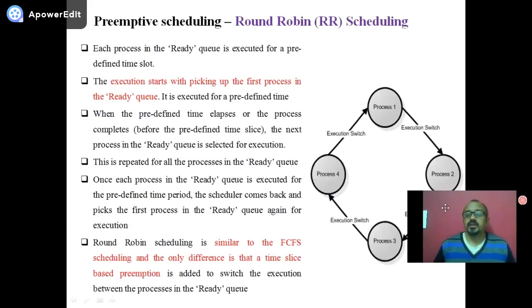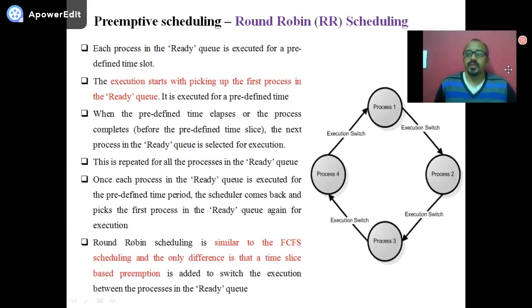So the next scheduling algorithm which we can adopt is round robin type. In round robin, all the processes are given equal time slot, and it's predefined. Execution starts with picking up the first process in the ready queue, and it is executed for a predefined time slot. All the processes are given equal time slot, even though the processes may have different times for execution. It is allotted a fixed, definite, predefined time slot, that is all.